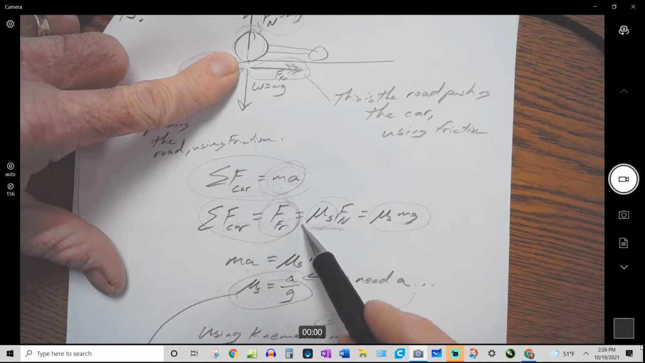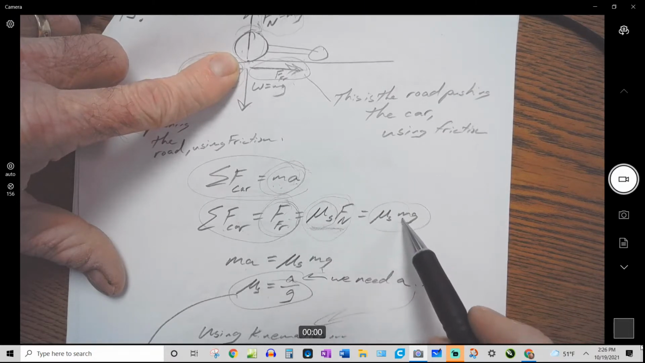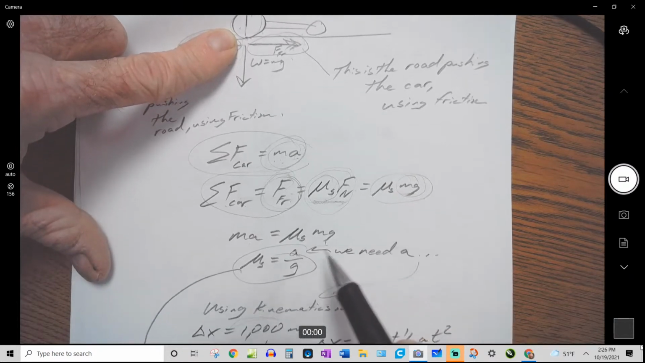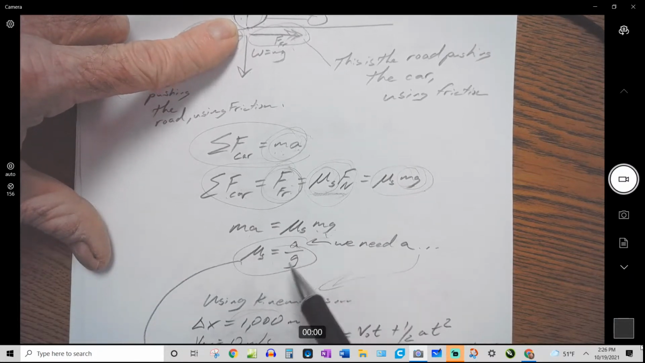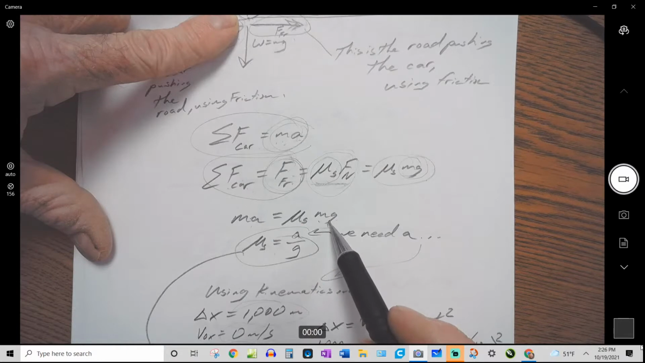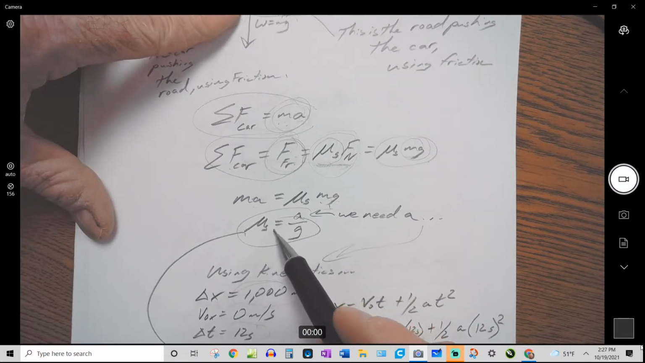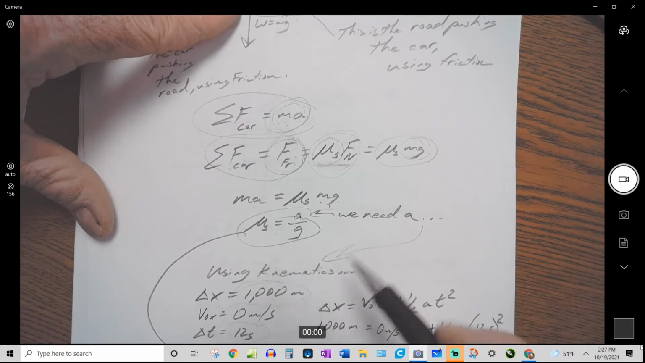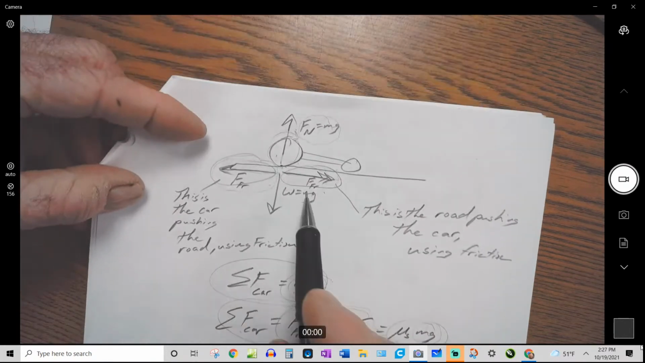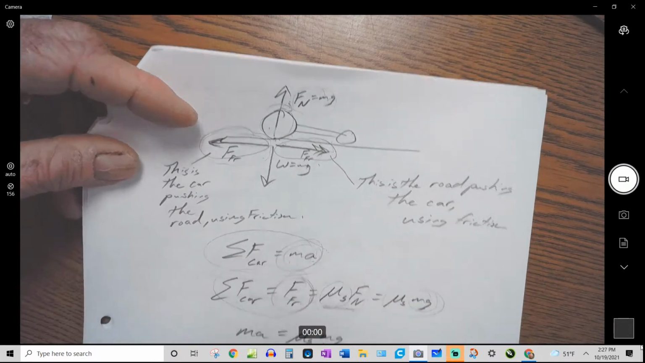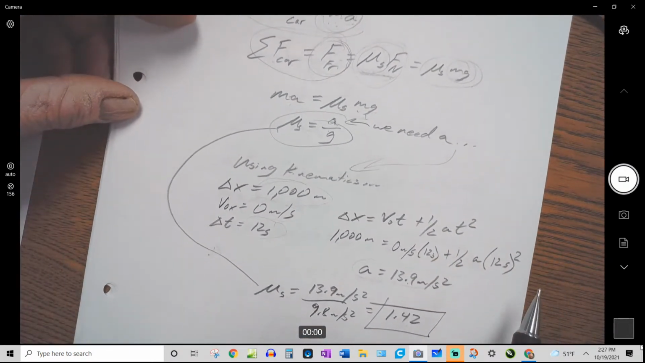And now I'm just substituting in the formula for friction. And now I'm substituting in the fact that normal force is equal to mg. So I've got ma equals mu s mg. The m's cancel out, or I can divide both sides by m. I also divided both sides by g, and I get mu s equals a over g. This is the same thing as the Tim problem, except friction is pushing the car forward. Friction was slowing Tim down, but it was still the only force.